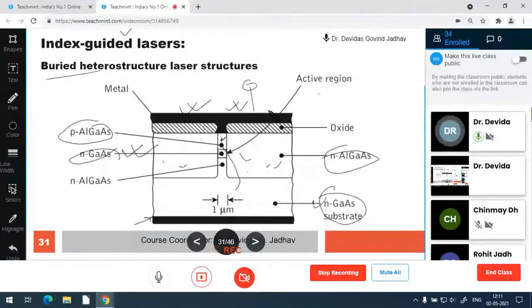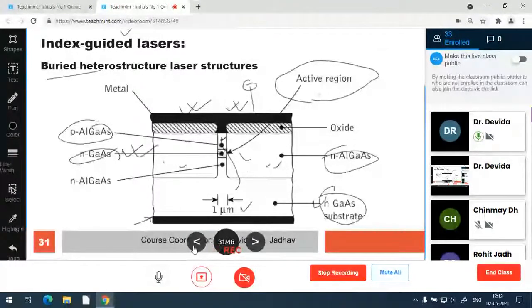So approximately very thin active region is there, and the width of the active region is also very small, 1 micrometer. So it gives out a very pencil-like sharp optical beam. Okay, so this is the active region. This is one more structure.